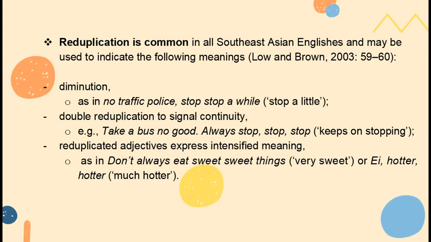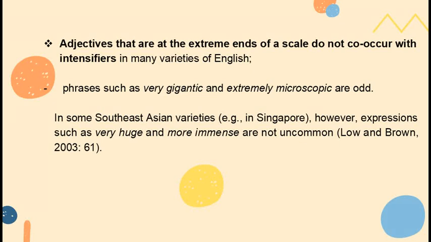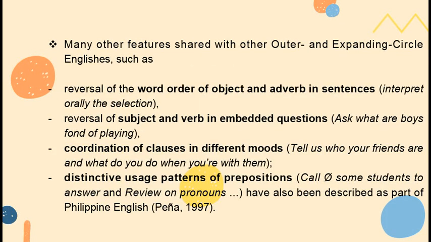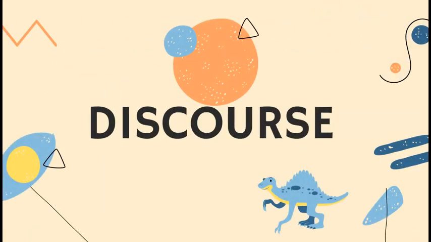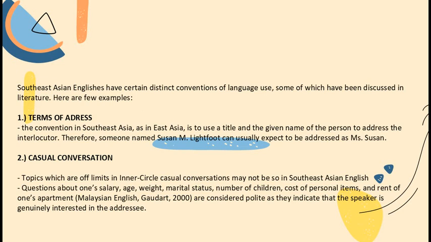Many Southeast Asian languages do not have a copula construction comparable to she is a student or he is tall. Simple juxtaposition of the subject and the complement yields the meaning of identification or attribution. This feature is attested in Southeast Asian Englishes, and below are the examples. Reduplication is common in all Southeast Asian Englishes and may be used to indicate the following meanings. Adjectives that are at the extreme ends of a scale do not co-occur with intensifiers in many varieties of English. In some Southeast Asian varieties, however, expressions such as very huge and more immense are not uncommon.